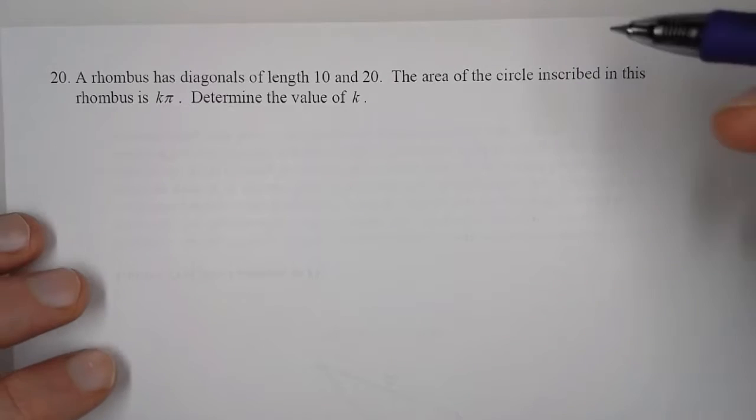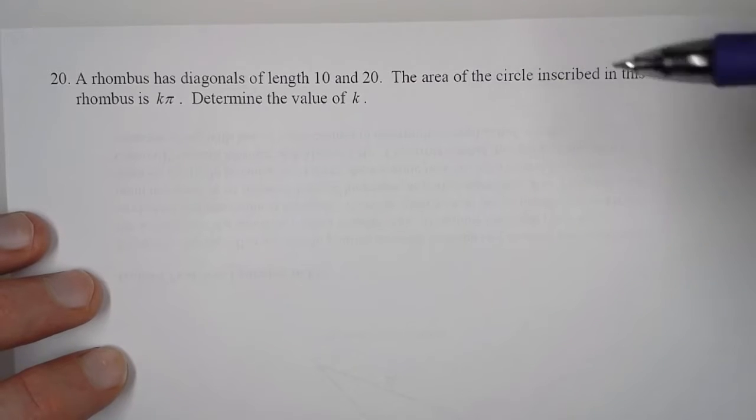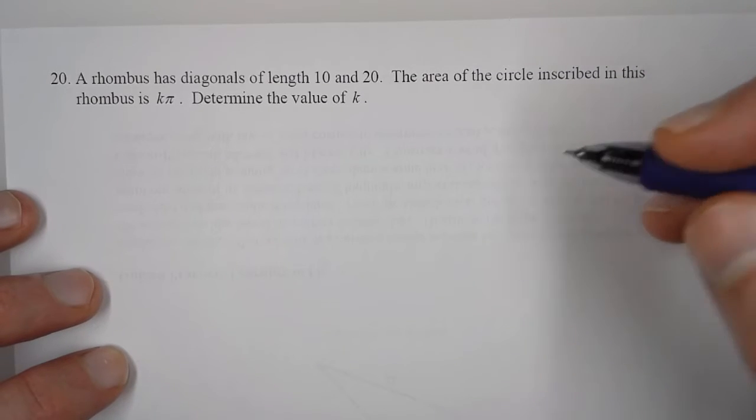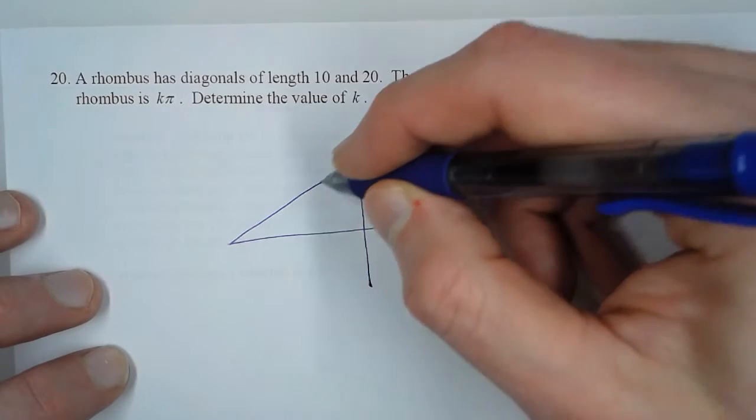In this problem, it says a rhombus has diagonals of length 10 and 20. The area of a circle inscribed in this rhombus is k pi. So we want to determine the value of k. So in a rhombus, the diagonals are perpendicular to each other.